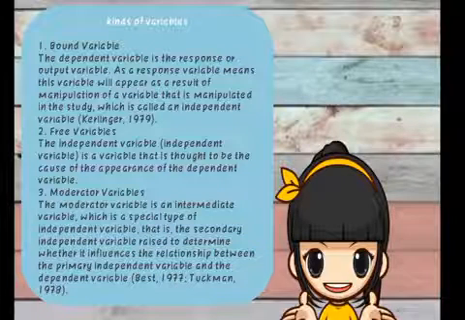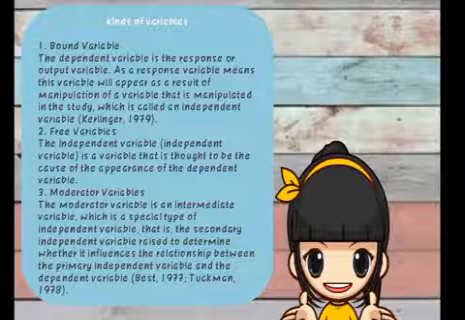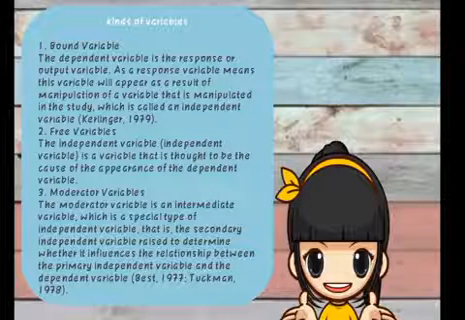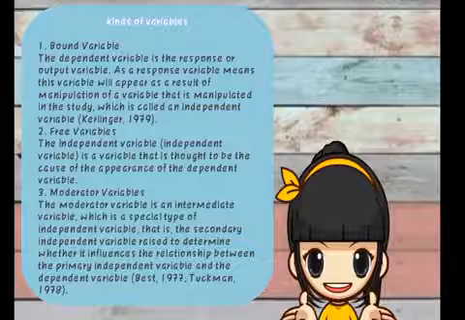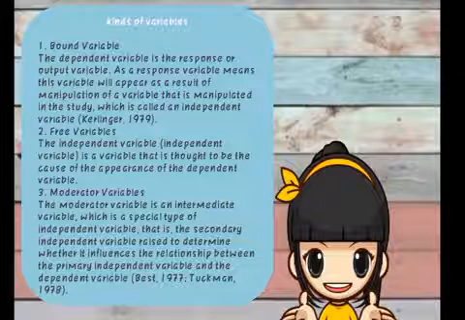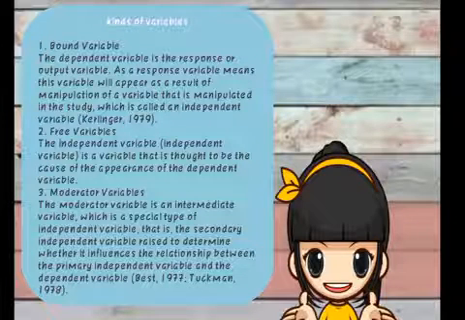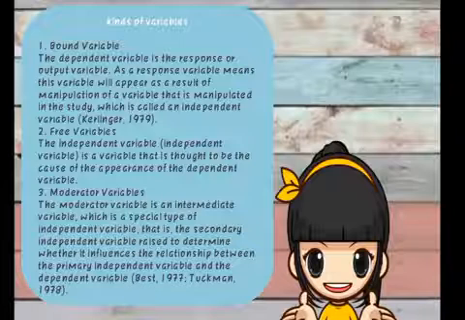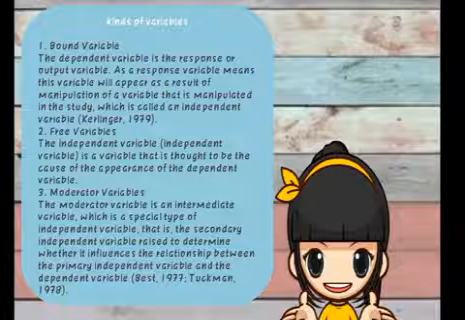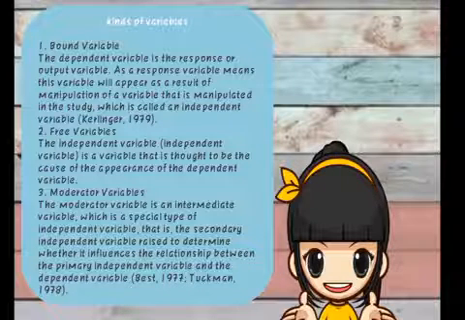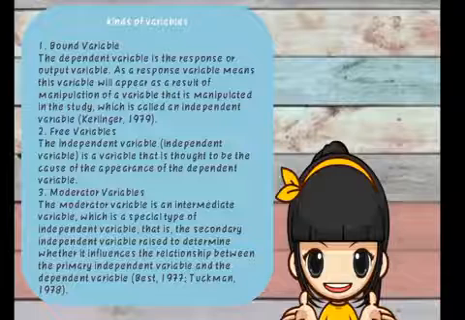2, free variables. The independent variable is a variable that is thought to be the cause of the appearance of the dependent variable. Number 3, moderator variables. The moderator variable is an intermediate variable, which is a special type of independent variable. That is, the secondary independent variable is raised to determine whether it influences the relationship between the primary independent variable and the dependent variable.